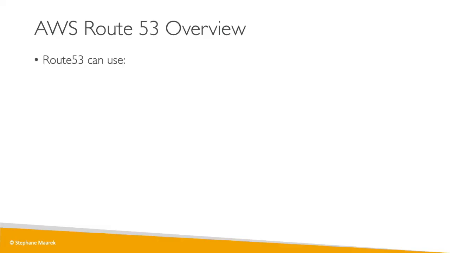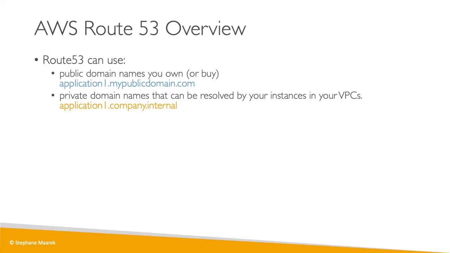So Route 53 can use different things. It can use a public domain name that you own or buy, and then you can have whatever you want, application1.mypublicdomain.com, or a private domain that can only be resolved by your instances within your VPC. So for example, this domain, application1.company.internal, is not something you can purchase on the internet. You'll have to make this a private domain, and only your applications can resolve it.